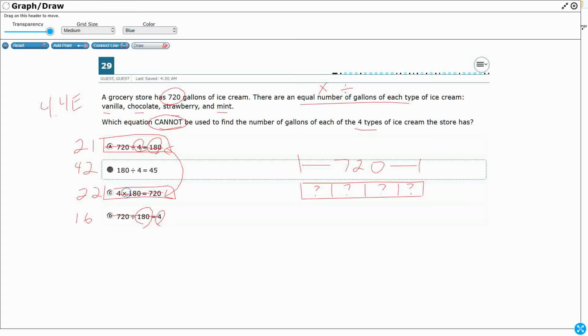But if you think about it, you can think blank times, or actually it would be 4 times that blank equals 720. And that's really what that is. They just inserted that 180 in there. But yeah, you could do 4 times what equals that 720. We need to see that relationship between multiplication and division, so we don't get tripped up on things like that.